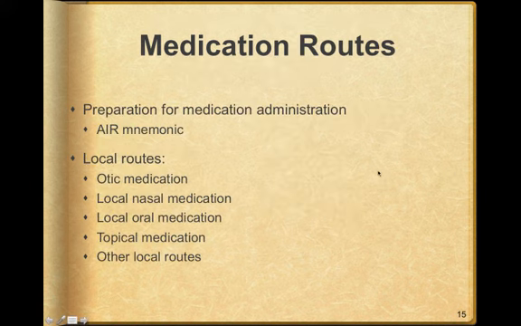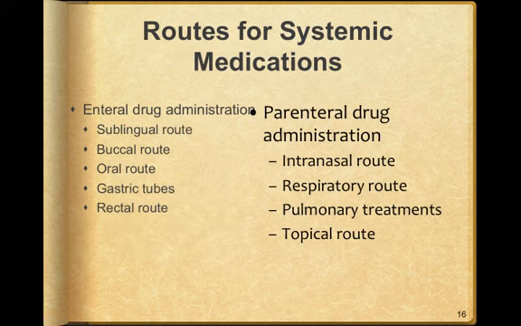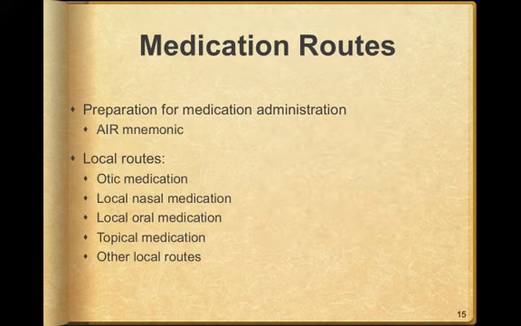Medication routes. Prepare the medication for administration using the AIR mnemonic: allergies, intended effects, and reasonable risks. Local routes: otic medications, which would be through the ear. Local nasal medications, which would be in each nare. Local oral medications, would generally be by pill. Topical medication, which would be something on the surface of the skin, or other local routes. Other local routes, an example of this would be an enema.